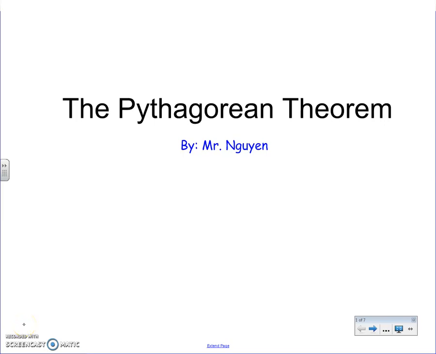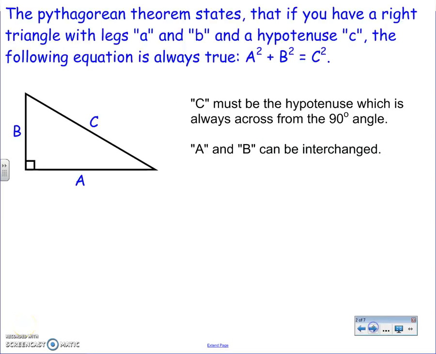Hello, this is Mr. Wynn, and this video is about the Pythagorean Theorem. So the Pythagorean Theorem states that if you have a right triangle with legs A and B and a hypotenuse C, the following equation is always true. A squared plus B squared will equal C squared.